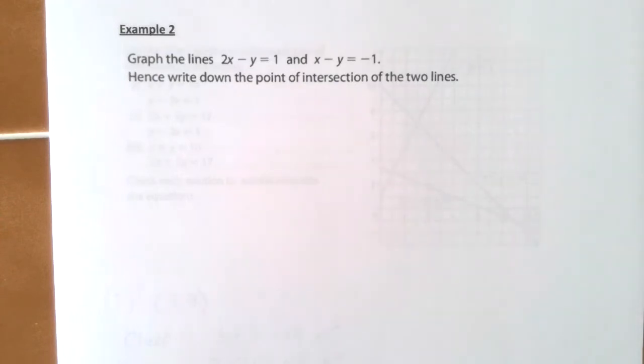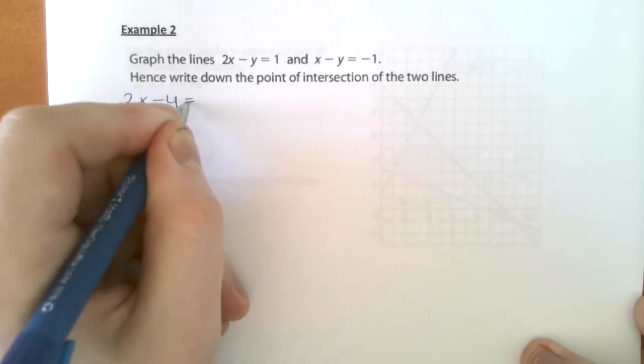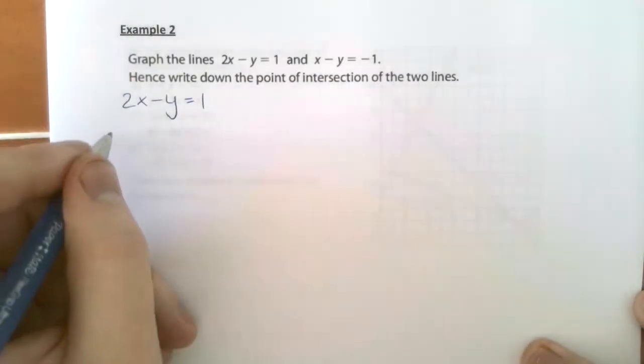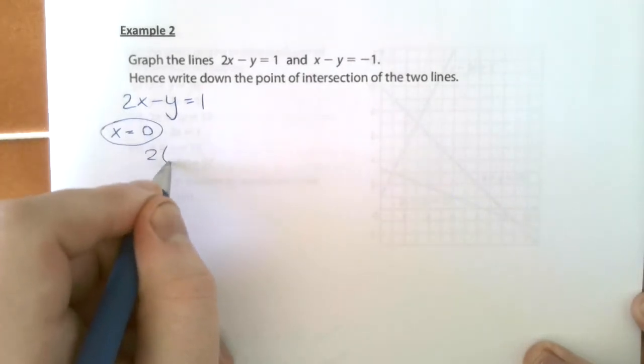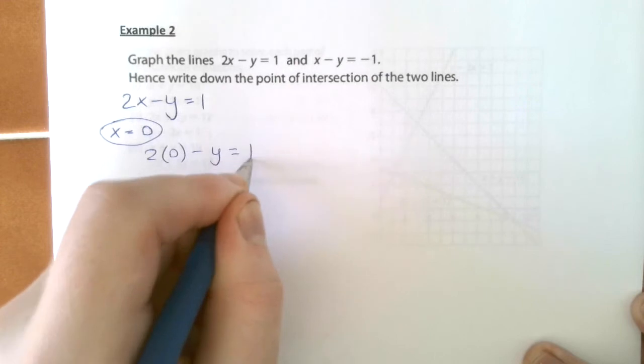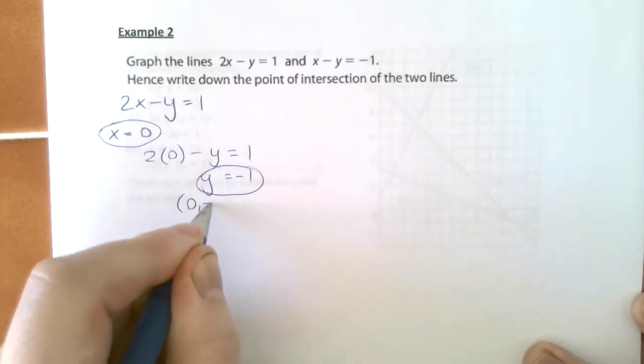Second part of this is to graph the lines 2x minus y is equal to 1 and x minus y is equal to minus 1. Hence, write down the point of intersection between the two lines. So in order to graph these, first of all, we need to find 2 points in each line. So looking at line 1, first of all, 2x minus y is equal to 1. To find the first point on that, you can let x is equal to 0 and find the y value. So it's going to be 2 by 0 minus y is equal to 1. So y is equal to minus 1. So my point is 0, minus 1.